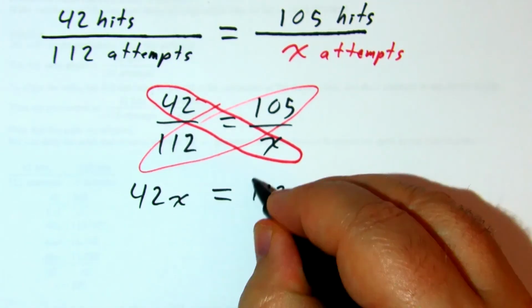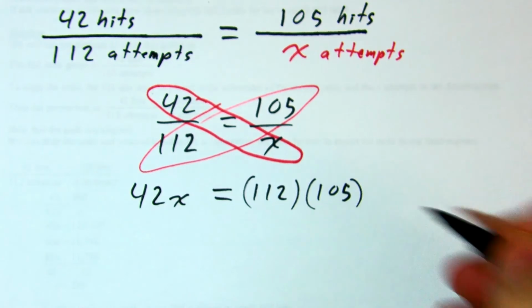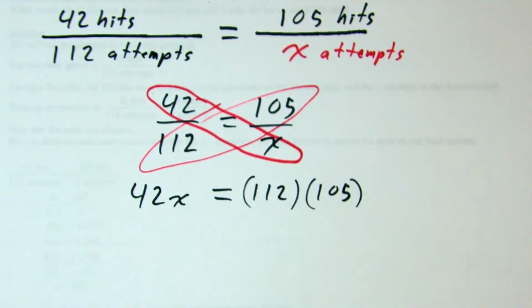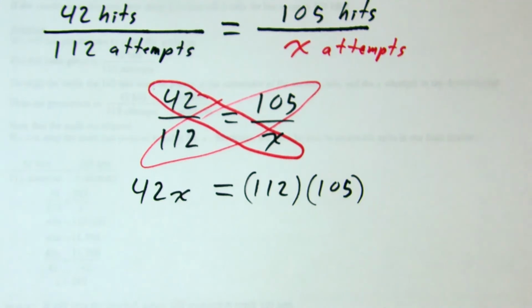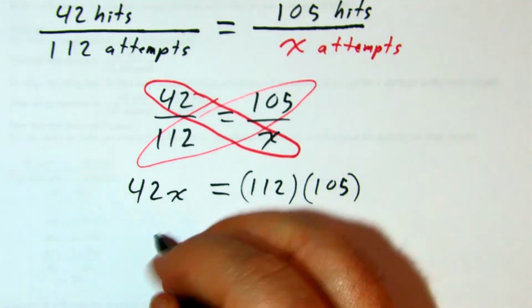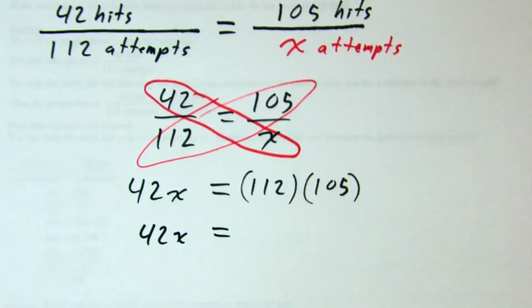I'm just going to write it in raw form. You're certainly welcome, since you know what's coming next is to pick up a calculator, you're certainly welcome to do it that way, but I like to write it this way, especially in the notes, so that you can see I'm doing a cross product. The diagonals multiplied in one direction always equal the diagonals multiplied in the other direction. Now I clean this up for one step. 42x equals, and I'm doing 112 times 105.